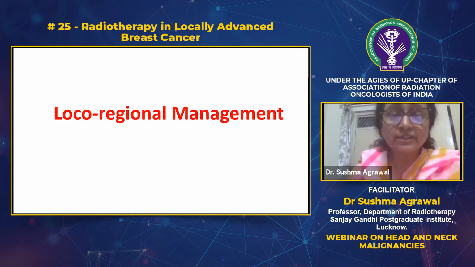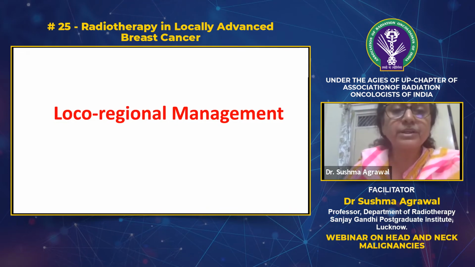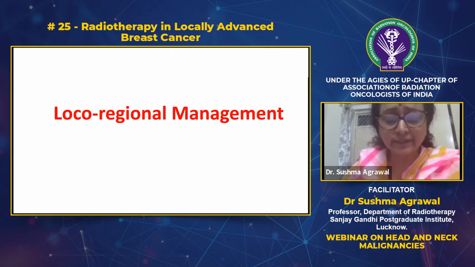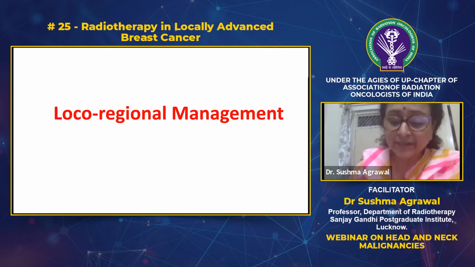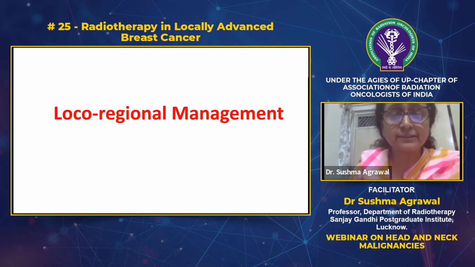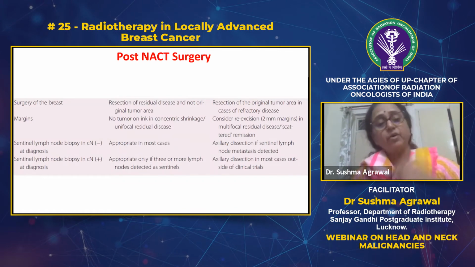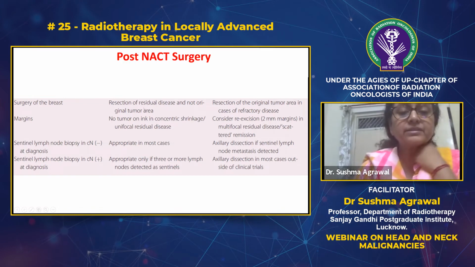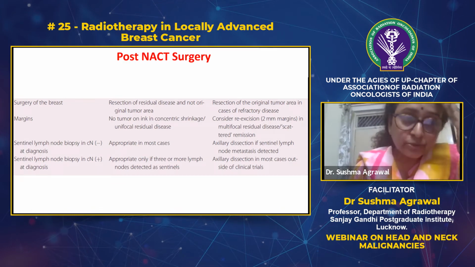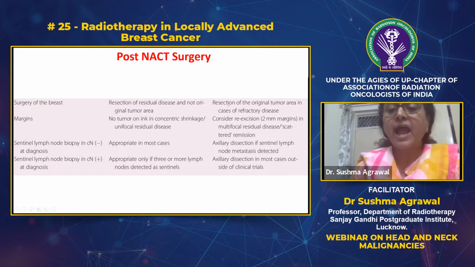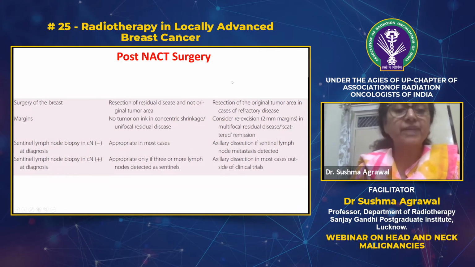Now we have seen all the subsets and most of the important chemotherapy regimens. And now let's see what are the important loco-regional management strategies to adopt in LABC. So first of all, for surgery of the breast, I've already told you that initially people were thinking that you should excise the entire pre-chemo volume, but now it is clear that the residual disease only needs to be operated. And the original tumor area should be operated only in cases which have not responded, refractory patients.